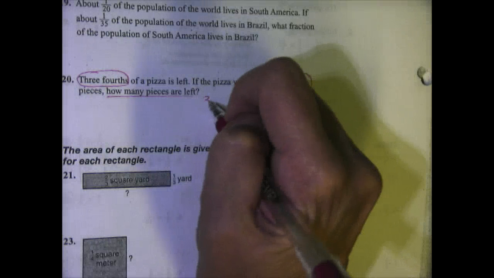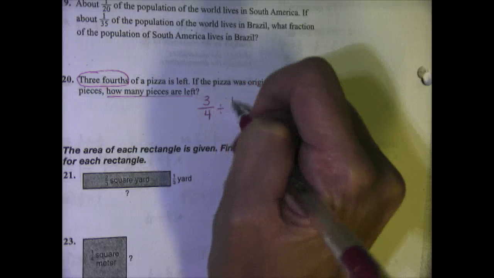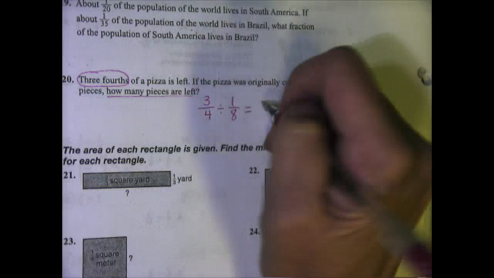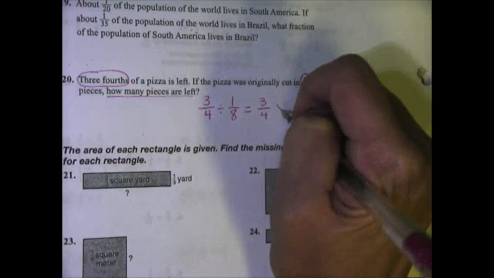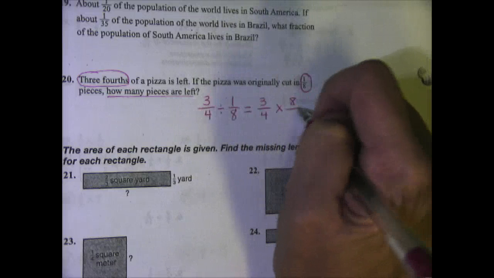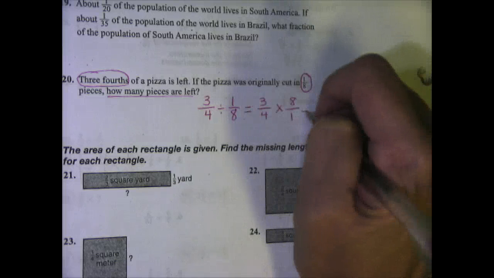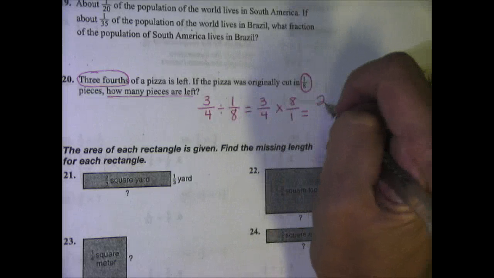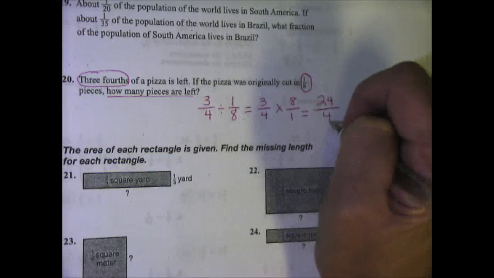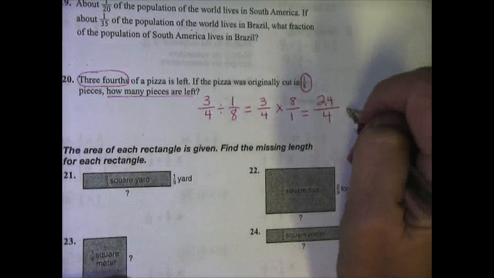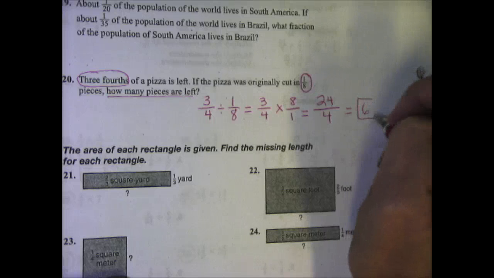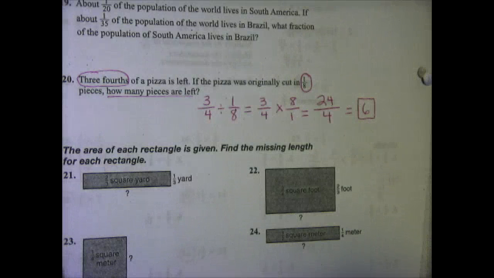So we're going to take 3/4 and divide it by 1/8. To do that, we leave the first fraction the same, change to multiplication, take the reciprocal of 1/8, which is 8/1, and multiply straight across. 3 times 8 is 24. 4 times 1 is 4. 24 divided by 4 is 6. Now think to yourself, does that make sense? There were 8 pieces of pizza. 3/4 of the pizza is left. It does make sense because it's not quite 8 pieces, but it's definitely more than half, which would be 4.